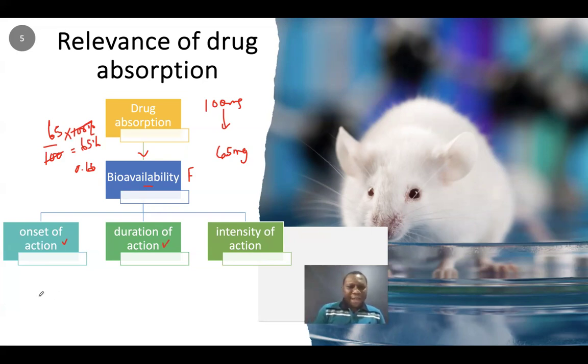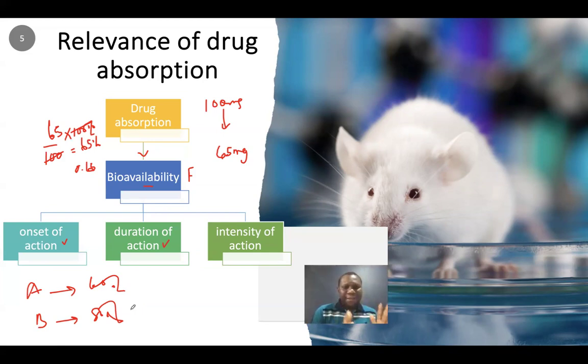So if I have two drugs, A and B, let's say 60% of A is absorbed and 80% of B is absorbed. All things being equal, I expect that B would work faster than A. B will work for a longer time than A, and how well B works would be better than A. This is an overly simplified way of looking at it, but that helps you to appreciate the concept.